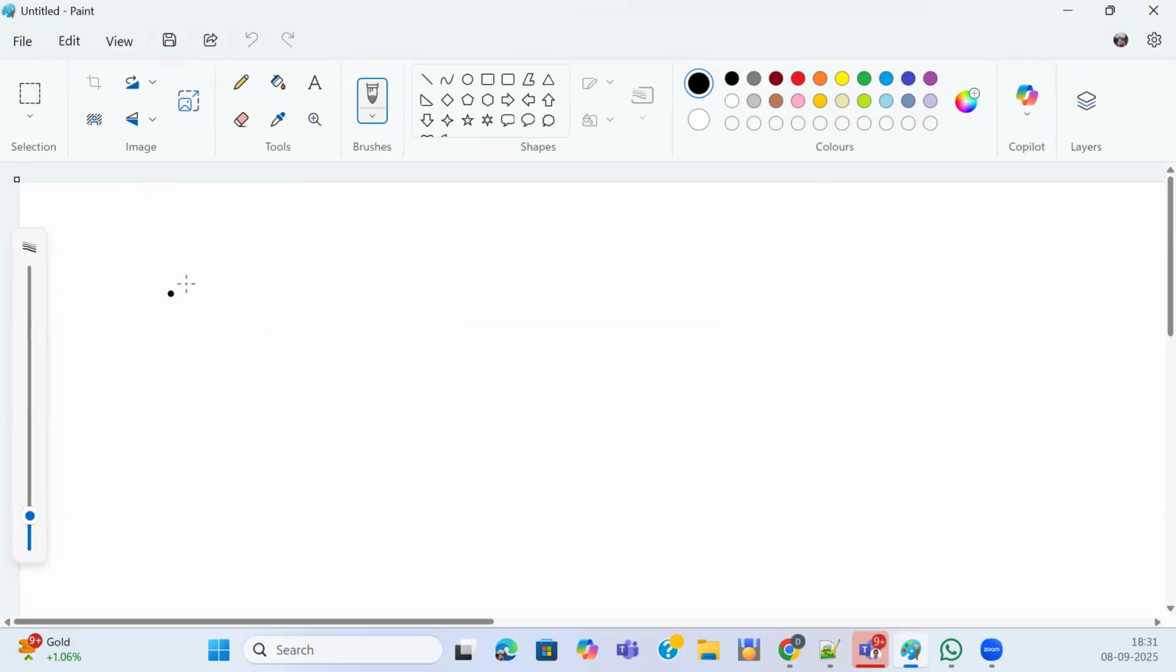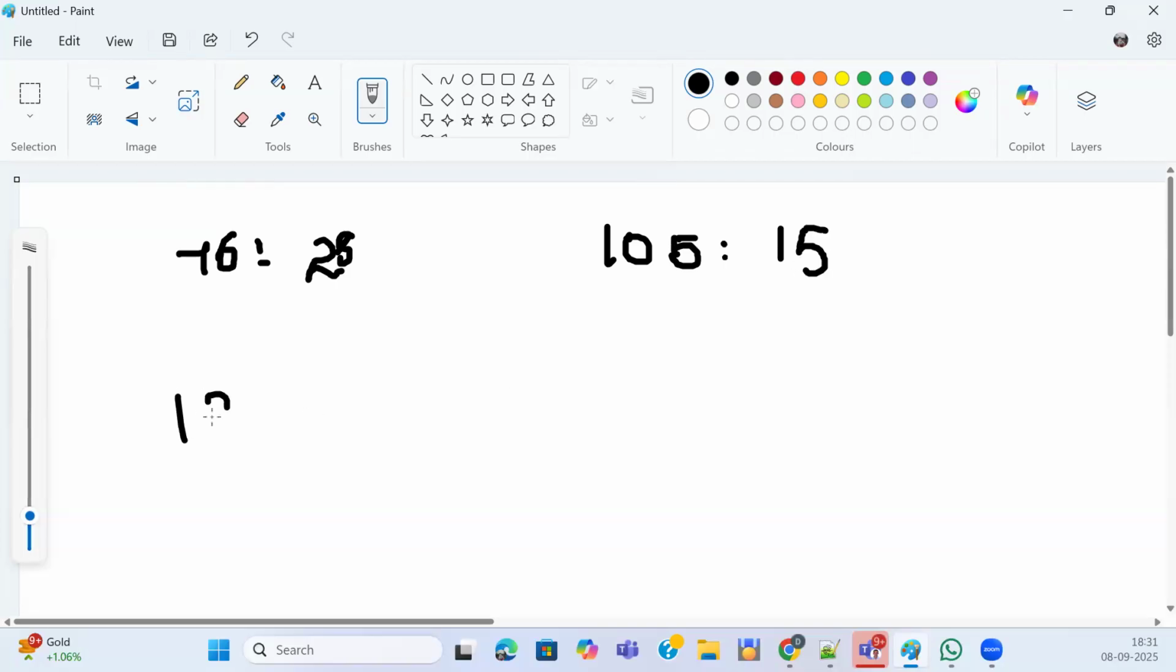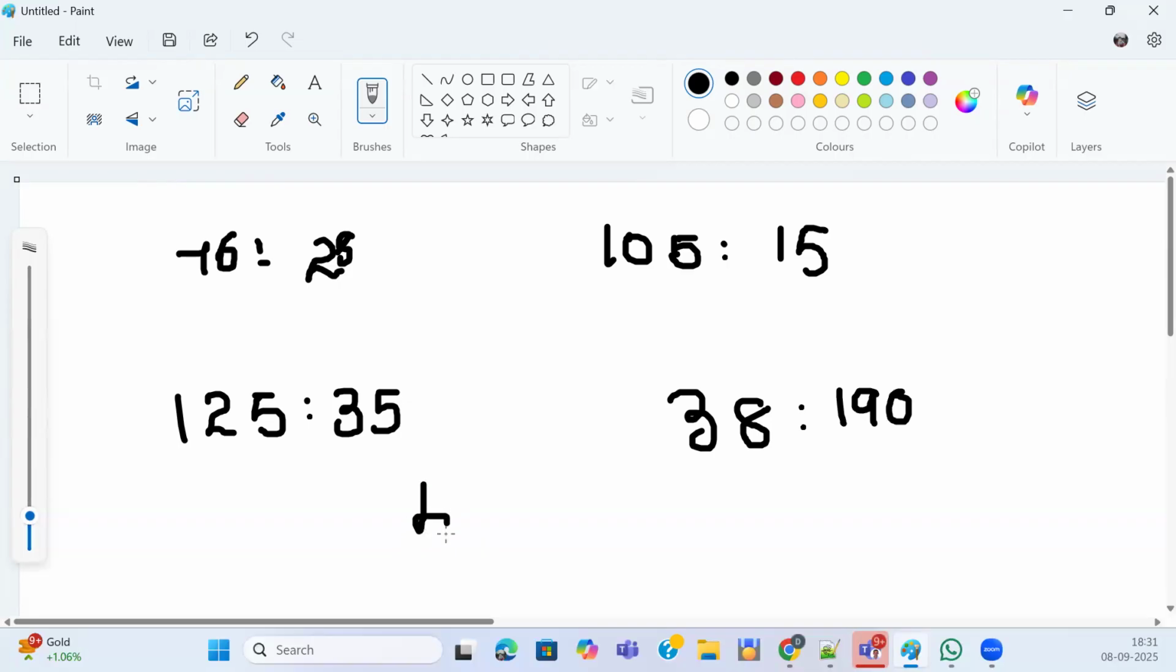Try to do some more problems on this. 76 is to 28. 105 is to 15. 125 is to 35. 38 is to 190. 52 is to 24.